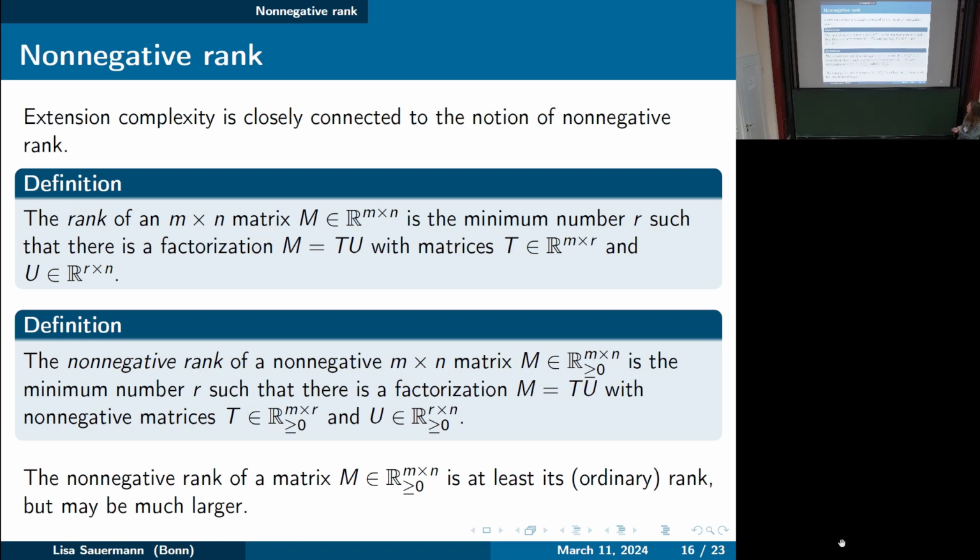And so you can check that, because this is a more restrictive class of factorizations allowed, the non-negative rank is at least the ordinary rank, but it could a priori be much larger. And you can write down examples where the non-negative rank is significantly larger than the ordinary rank.